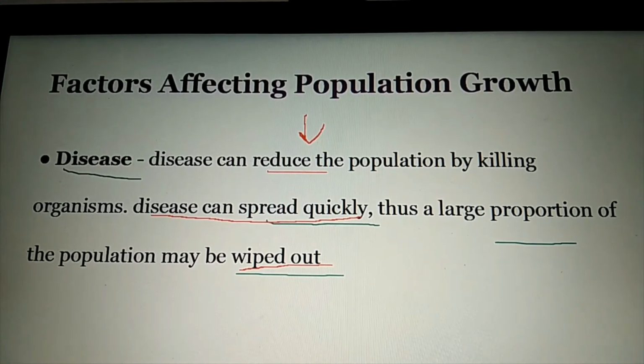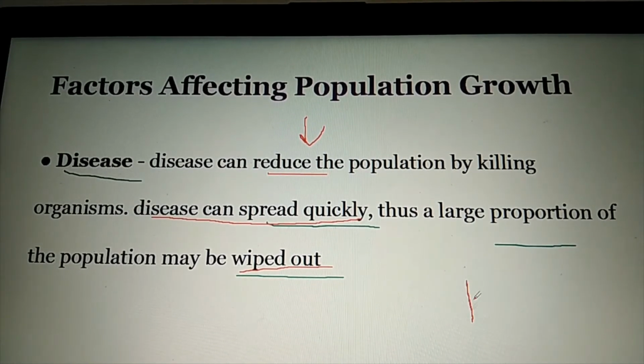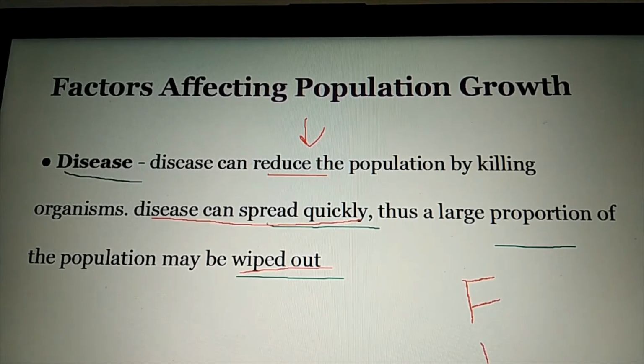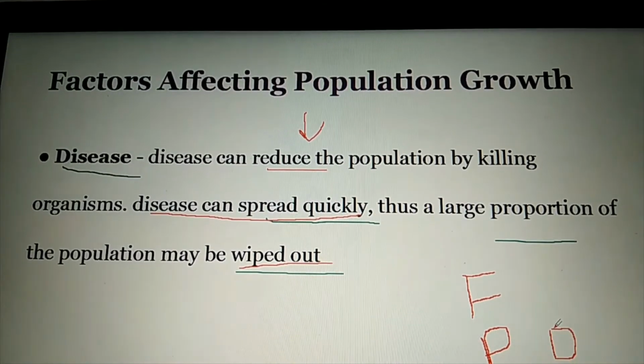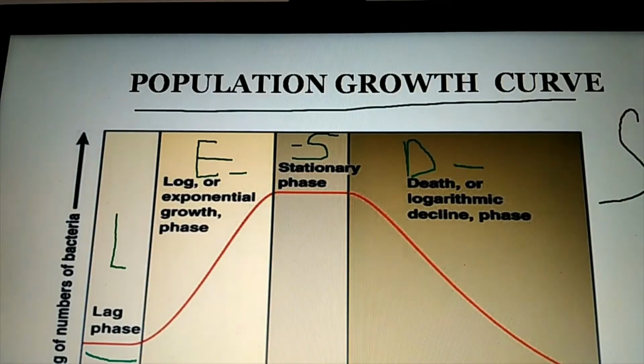So we can remember the three factors that affect the growth of population. Number 1, food supply, F for food supply. Number 2, predation, P. And number 3, diseases, D. Food supply, predation, and diseases. These are the factors that affect the growth of population, or population growth.